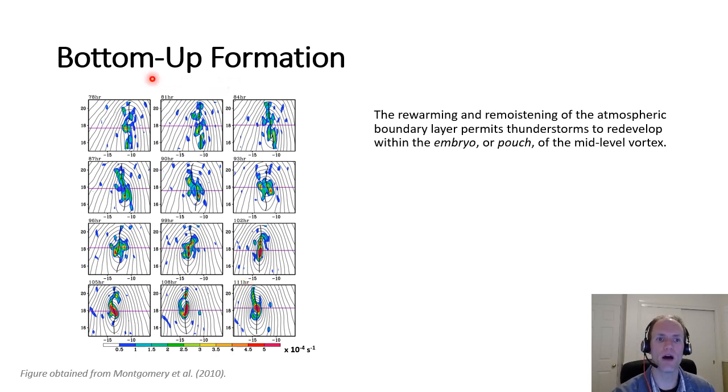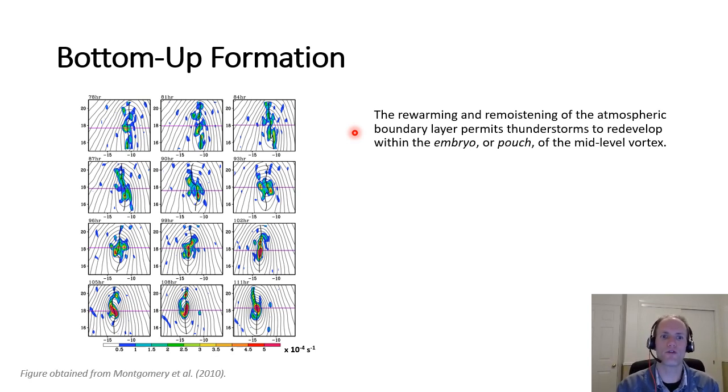So within this bottom-up formulation paradigm, we still need that rewarming and remoistening of the atmospheric boundary layer that occurs as you go from stage 1 into stage 2. This allows for thunderstorms to redevelop, and this occurs with that mid-level vortex. But in this formulation, that mid-level vortex serves mostly as an isolating feature from the surrounding environment. We talked about the mid-level vortex in our last video, increasing that inertial constraint, helping to keep air on the outside out and on the inside in.